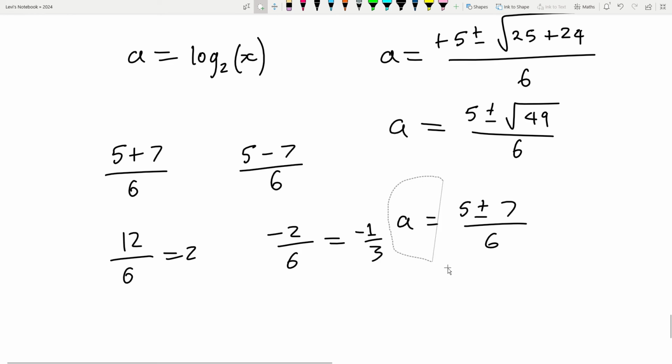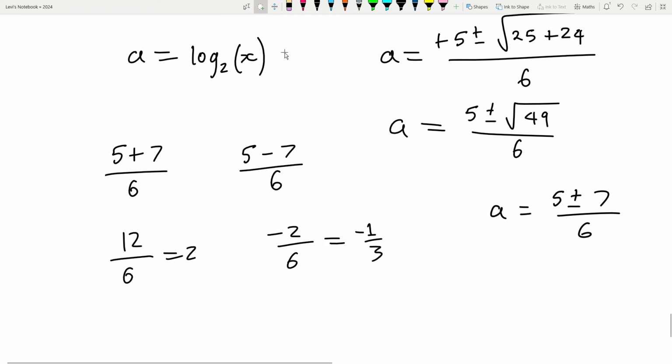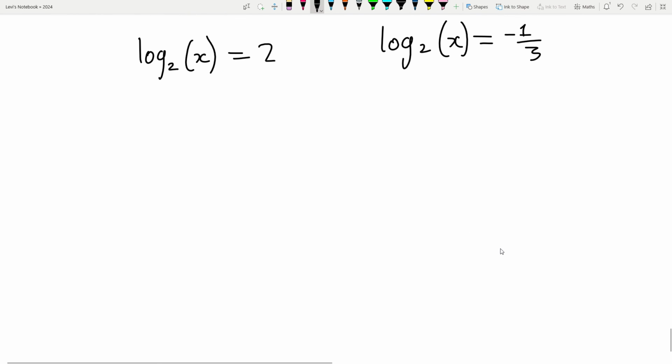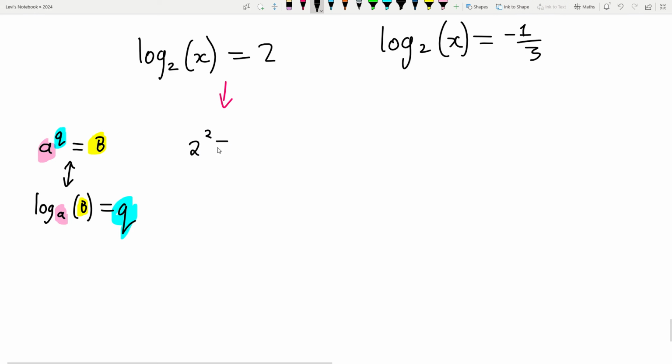Okay. So we can then substitute this back in. So we have the following equations: log 2 of x is equal to 2, and log 2 of x is equal to negative 1/3. Okay. So now we can use our very first law, which was this one here, and we can rewrite this as 2 to the power of 2 is equal to x, and this one here as 2 to the power of negative 1/3 gives you x.